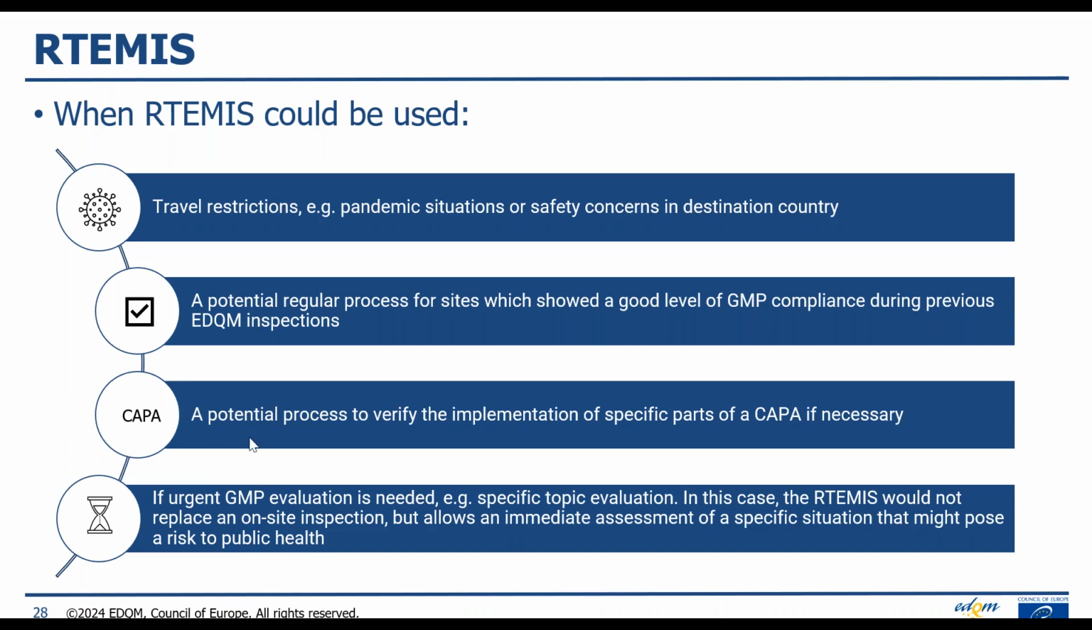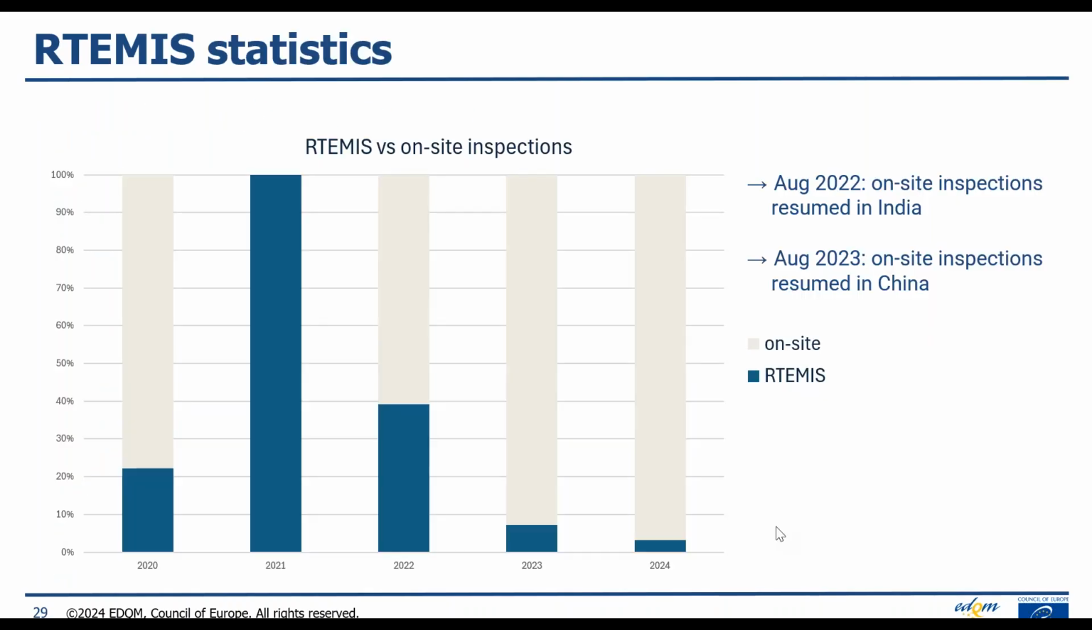Then for CAPAs, it could be useful for verifying the implementation of a specific part of a CAPA if necessary. And lastly, if an urgent GMP evaluation is needed, for a specific topic for example, it is useful that we can connect directly with the site without having to travel. But in this case, the Artemis wouldn't replace an on-site inspection, but it does allow us an option to look at something that might pose a risk to public health.